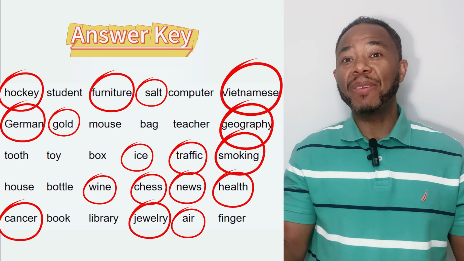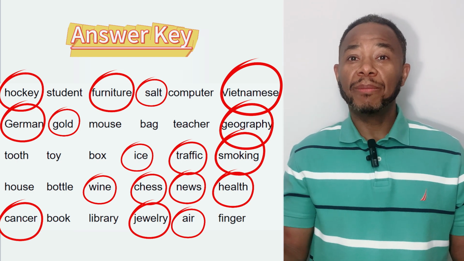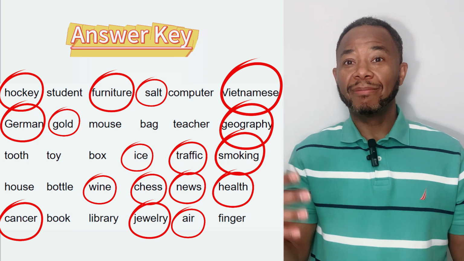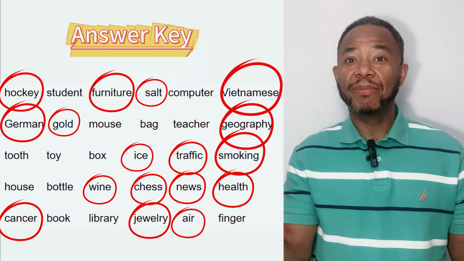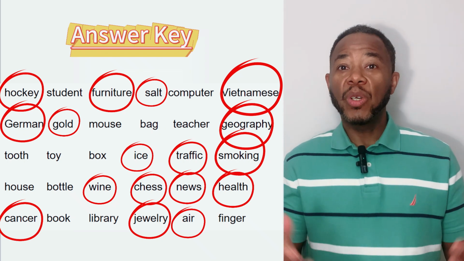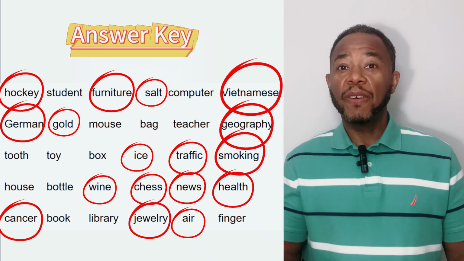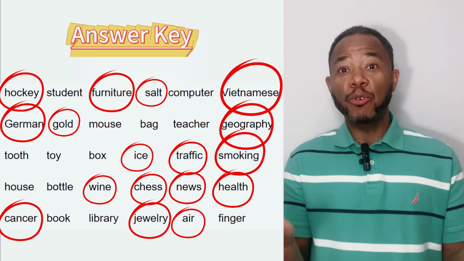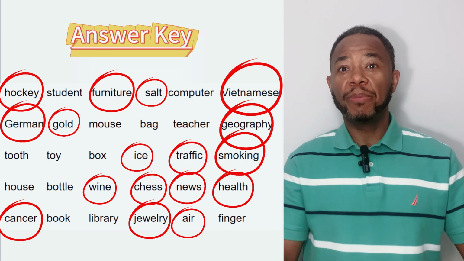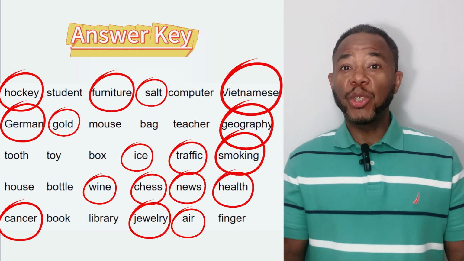All the non-count nouns are circled. Hockey, it's a sport. German, it's a language. Cancer. Cancer is a disease. Gold. Gold is a substance. Furniture. That's a group. Tables, chairs make up furniture. Wine. This is food. Salt.